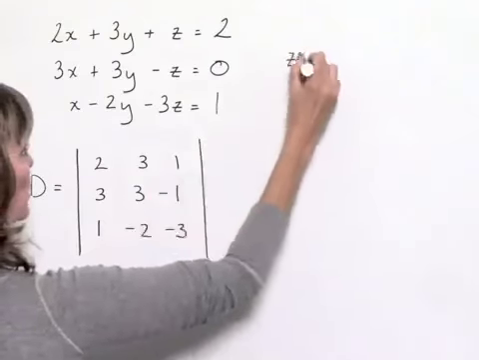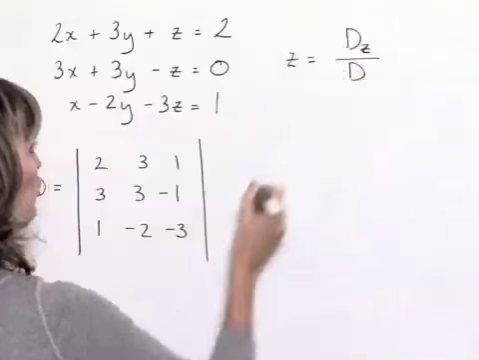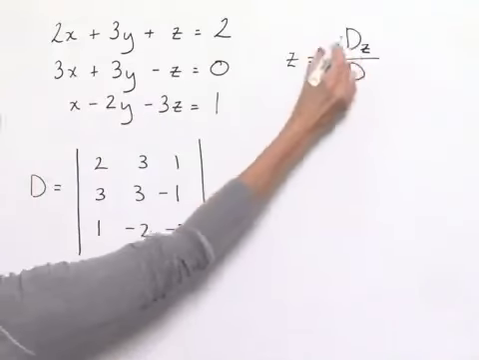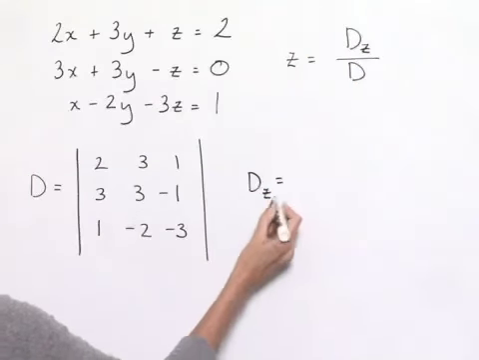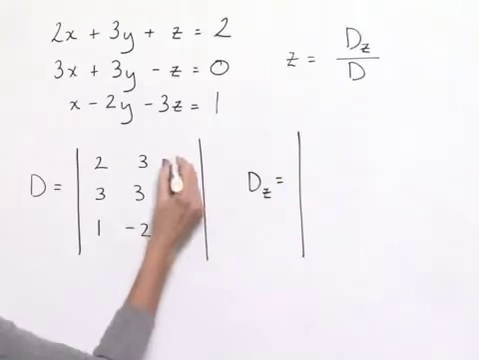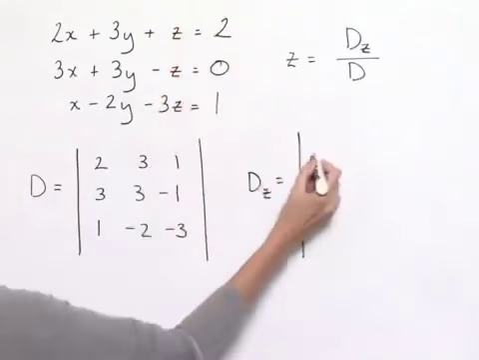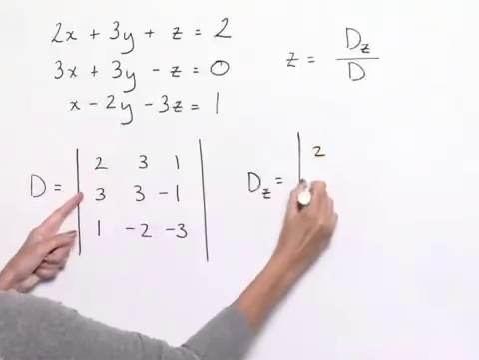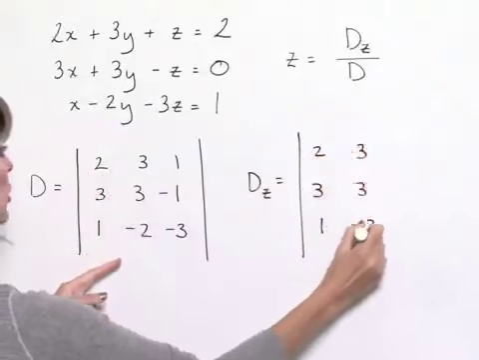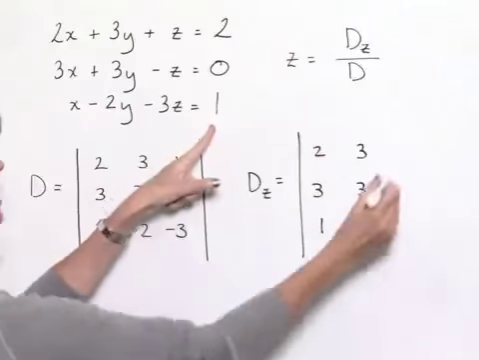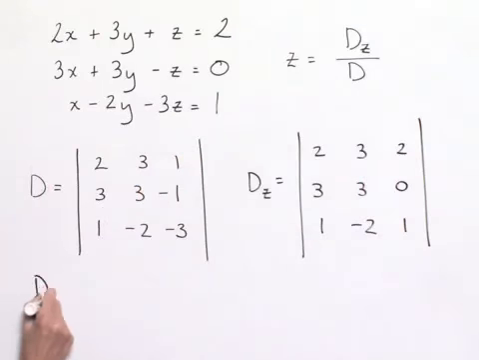To get our value for z, we're going to take a determinant matrix, d sub z, divided by our coefficient matrix d. Let's look at how to form d sub z. Well, like what we did for d sub x and d sub y, we're going to take our coefficient matrix and replace the column where we had our z coefficients with our constants. So our first column remains 2, 3, 1. Our second column remains 3, 3, negative 2. Our third column becomes 2, 0, 1. Let's now evaluate d sub z.